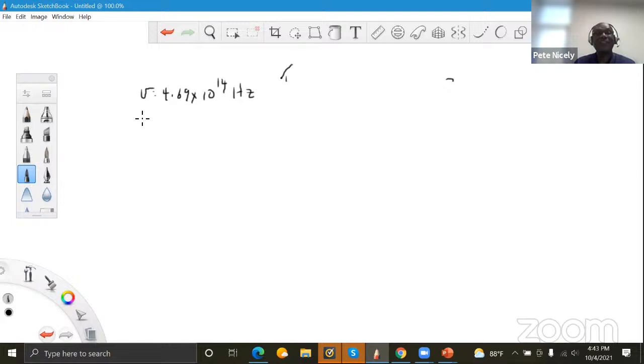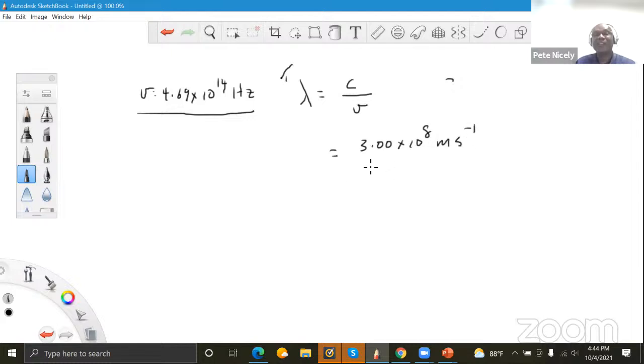Okay, so the question gives us the frequency, and the question is asking for the wavelength, which in this case would be equal to C divided by the frequency, right? So all we have to do is put the numbers in. 3.00 times 10 to the 8 meters seconds to the minus 1 divided by the frequency, which is 4.69 times 10 to the 14 seconds to the minus 1. So these units will cancel out here and here. So your final answer would be in meters, all right?